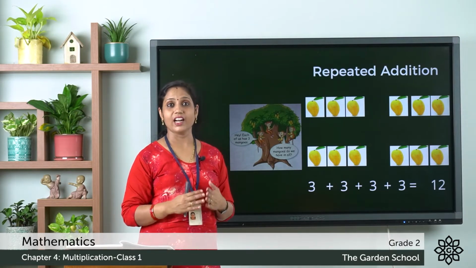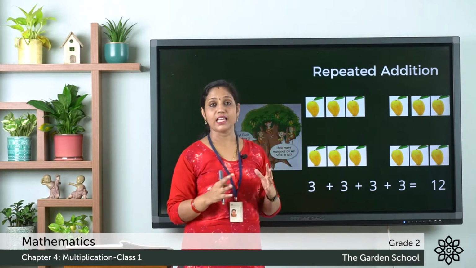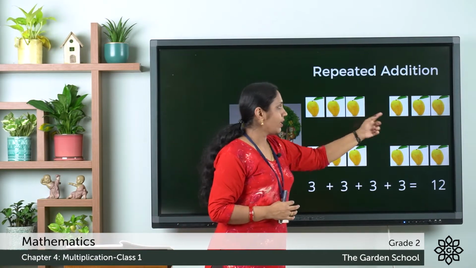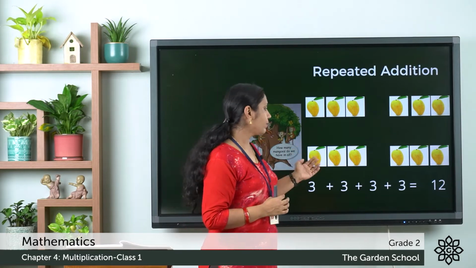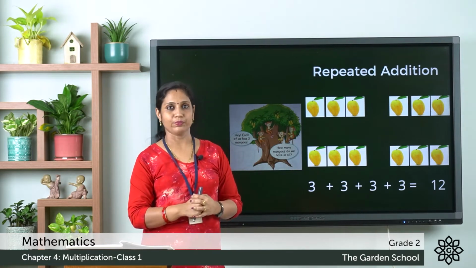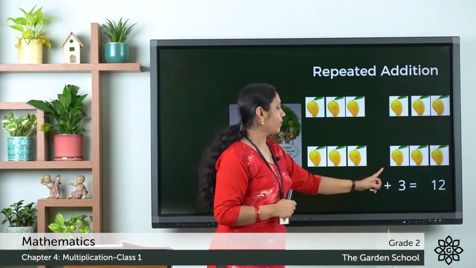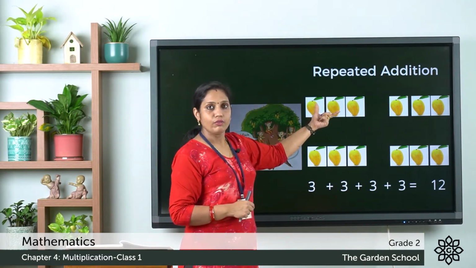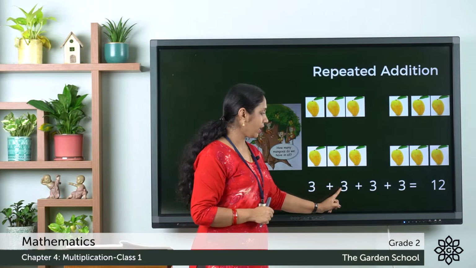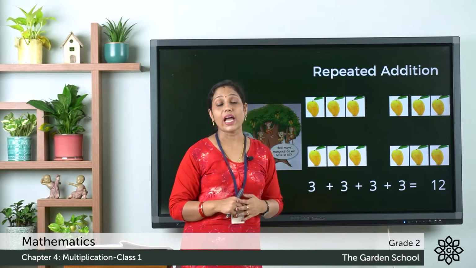So we said that there are 4 monkeys. The first monkey, second monkey, third monkey and the fourth monkey are having mangoes. The first monkey is having 3 mangoes, the second monkey is again having 3 mangoes, the third monkey is having 3 mangoes and the fourth monkey is also having 3 mangoes. So how can we write this? We can write it as 3 plus 3 plus 3 plus 3.